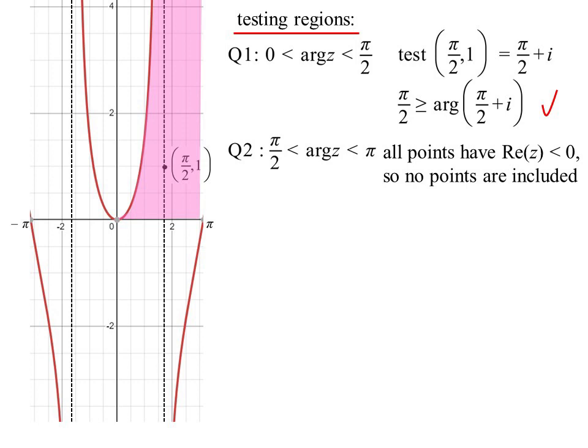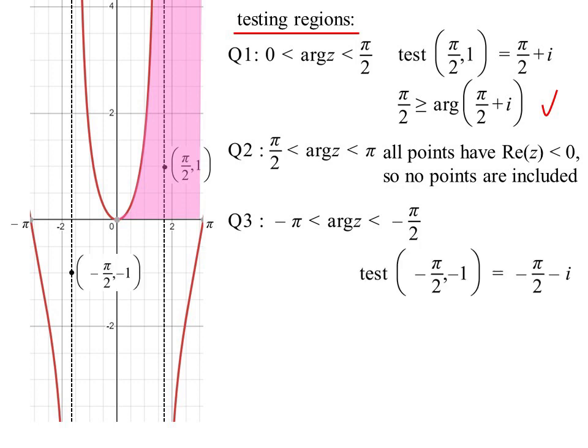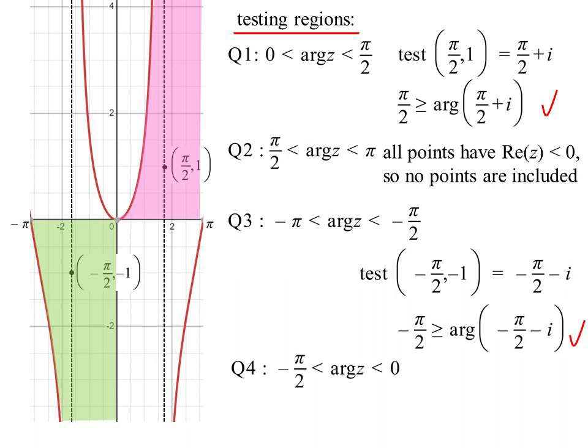Okay? Let's move to quadrant 3. The argument will go in between minus pi and minus pi on 2. Again, let's pick a point. Let's make it minus pi on 2 minus i. The real part of that is minus pi on 2. Minus pi on 2 greater than or equal to the argument of it. Well, let's see where it's sitting. Is minus pi on 2 greater than this argument? So here we are. We're in that section there. It is included. Let's go to quadrant 4.